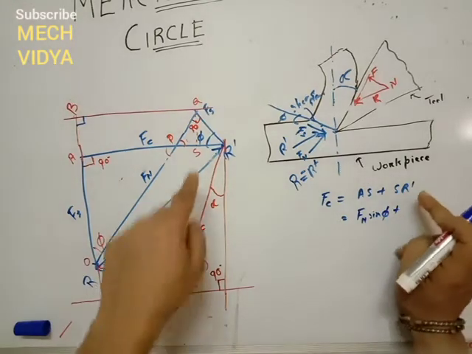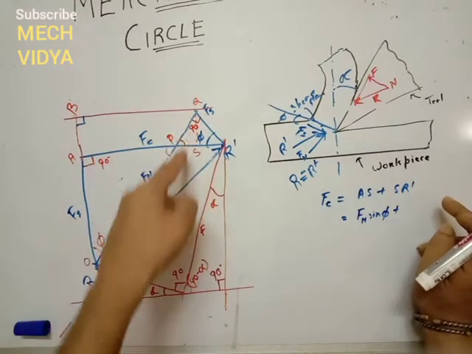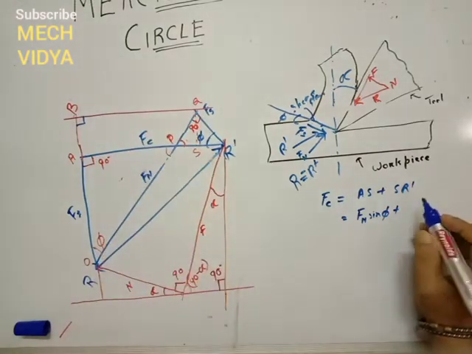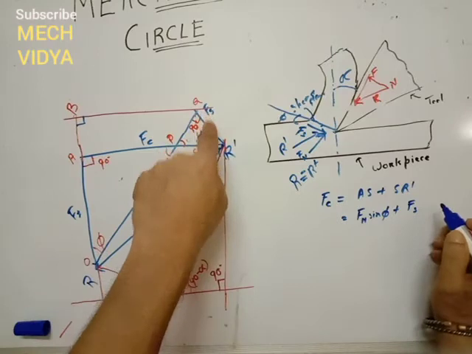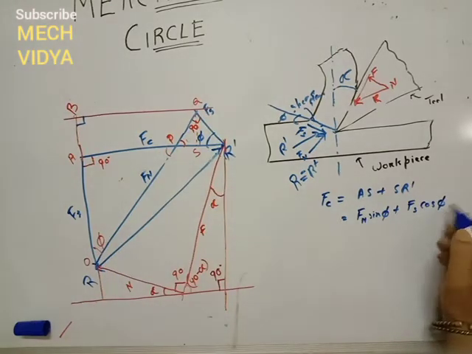Plus SR dash. How to find this SR dash? If we consider this QSR dash, QS is the perpendicular and QR dash is the hypotenuse. So SR dash is nothing but Fs, the hypotenuse, cos alpha, cos phi.